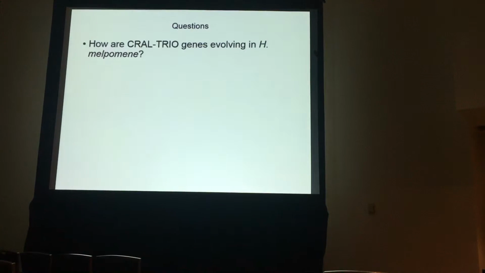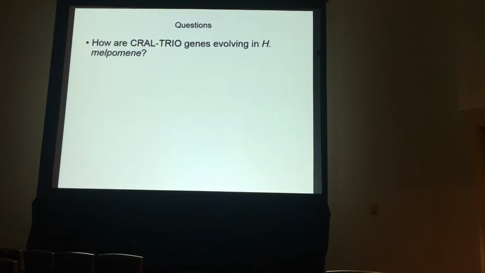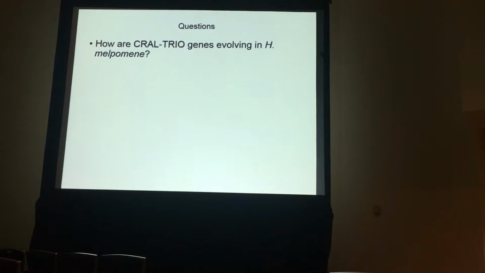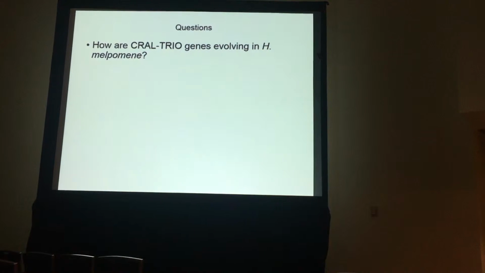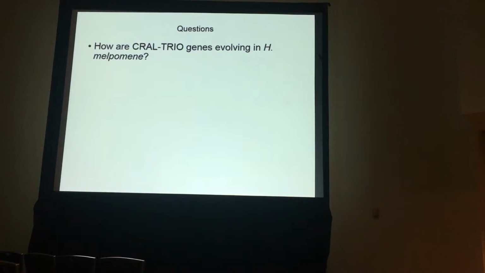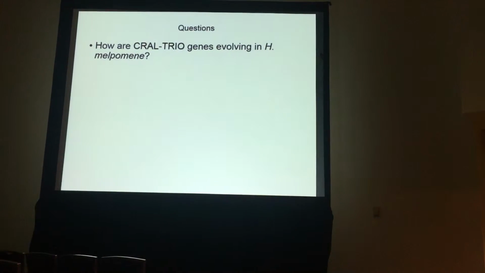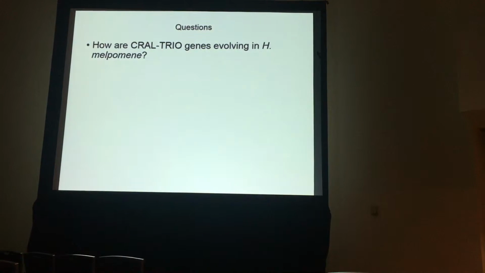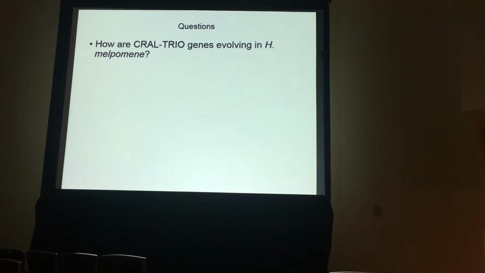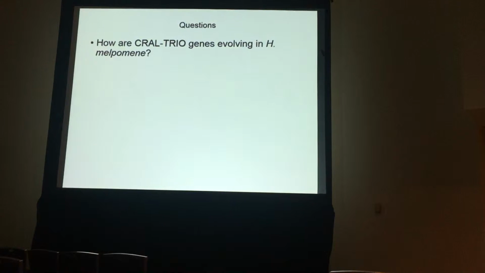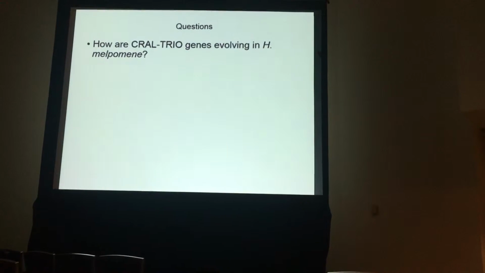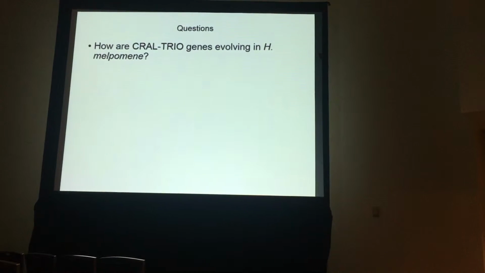So the questions that I try to address in my study are, how are CRAL-TRIO genes evolving in Heliconius melpomene? By adding another butterfly, we can confirm or reject that this lepidopteran expansion is actually occurring. And we also use Heliconius melpomene because we have a reference genome, and then thanks to Christigan's lab, we have a lot of resequenced genomes where we can see how these genes are present or absent in other individuals.